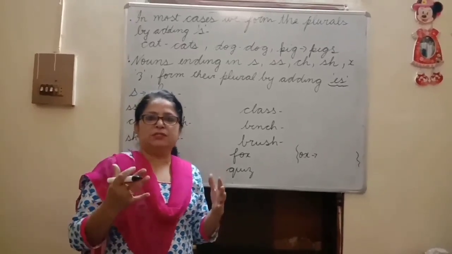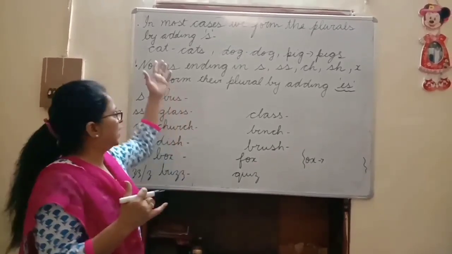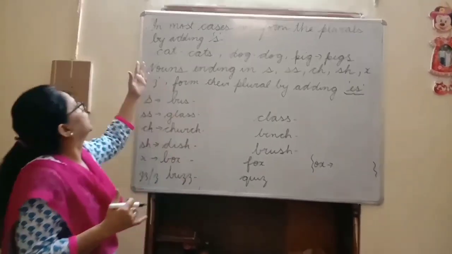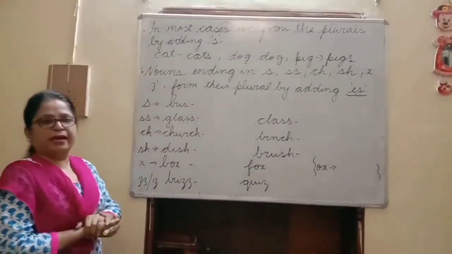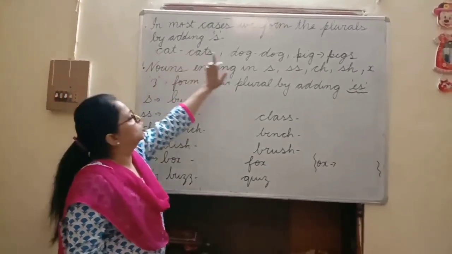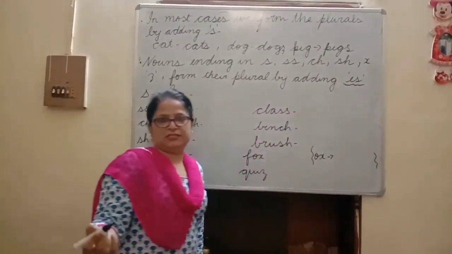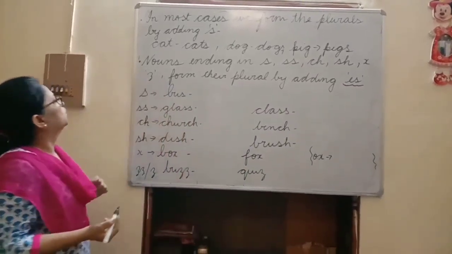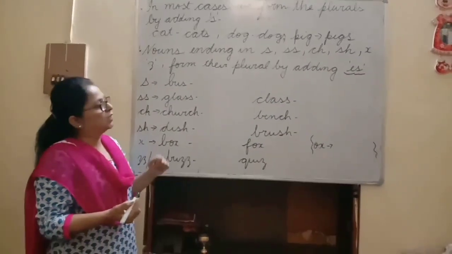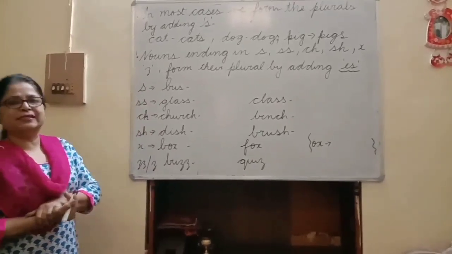Children, you need to learn some rules to change a singular noun to a plural noun. You need to keep them in mind when you are changing these singular nouns to the plural forms. I have written them already on the whiteboard and I will be explaining to you. In most cases, we form the plurals by adding s. For example, cat becomes cats, dog becomes dogs, and pig becomes pigs. Simple.